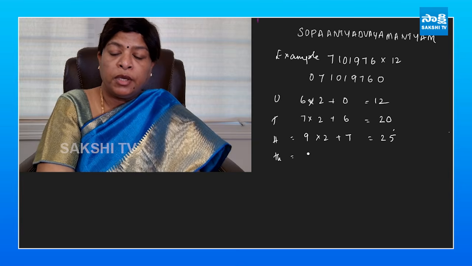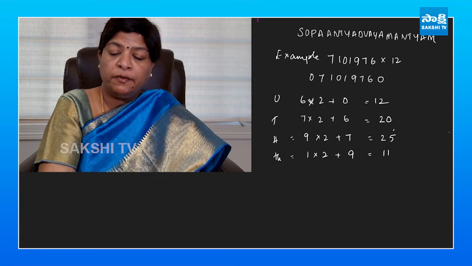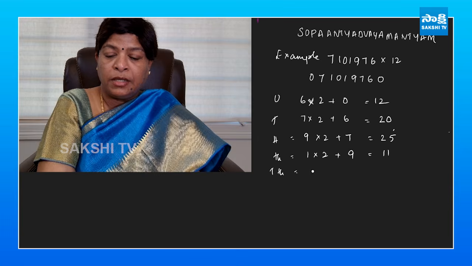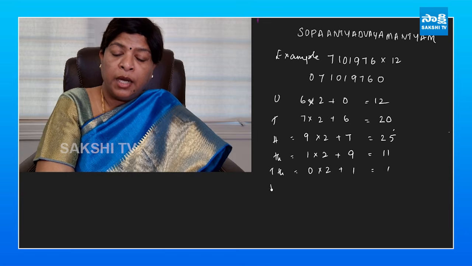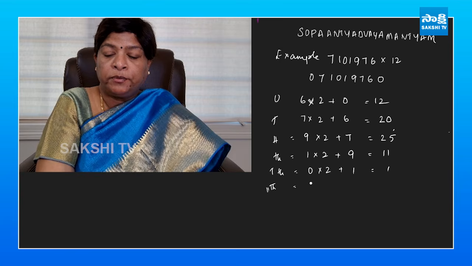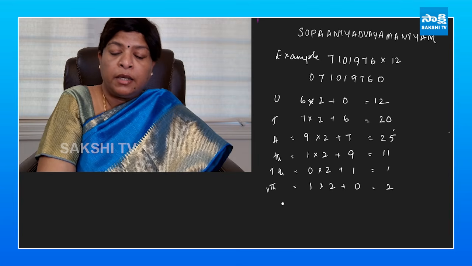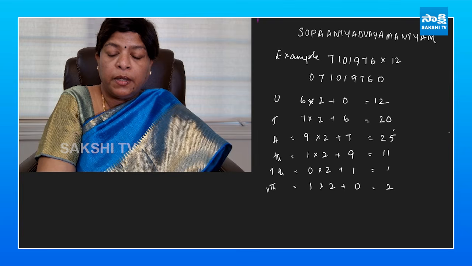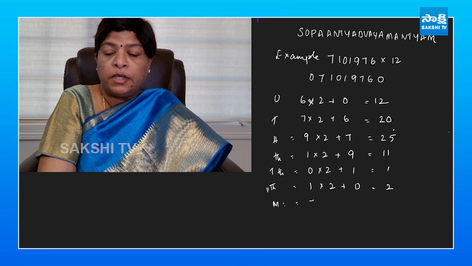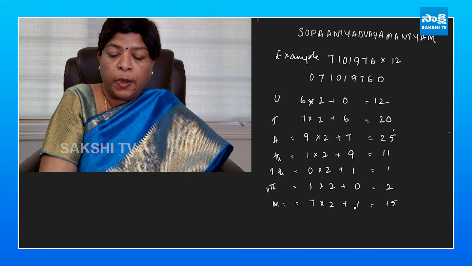Thousands place is 1 into 2 plus 9, which is equal to 11. 10,000s place is 0 into 2 plus 1, which is 1. 100,000s is 1 into 2 plus 0, which is equal to 2. And the millions place would be 7 into 2 plus 1, which is 15.